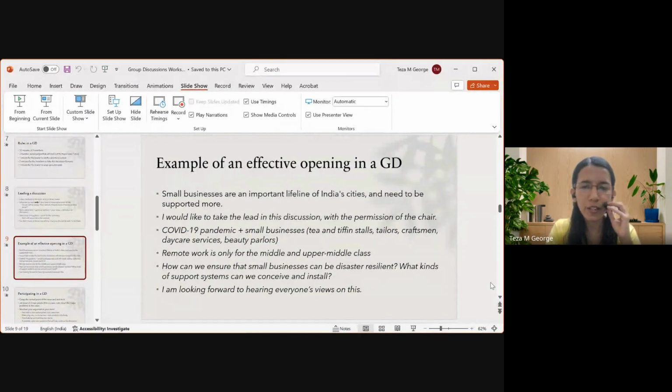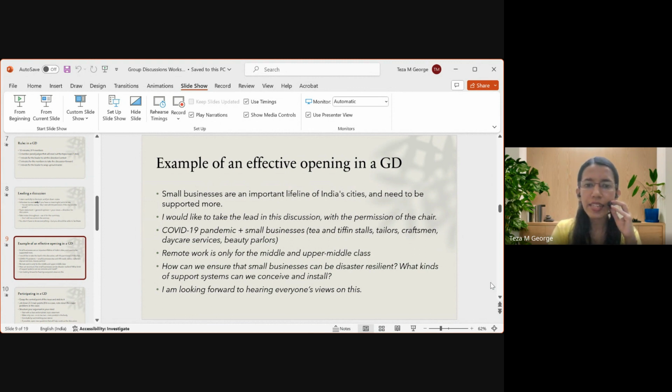now we are going to look at a few examples. What is an effective opening in a group discussion? Okay, now the topic we consider here is small businesses are an important lifeline of India's cities and need to be supported more. And the leader starts by saying, I would like to take the lead in this discussion with the permission of the chair and that of my group.